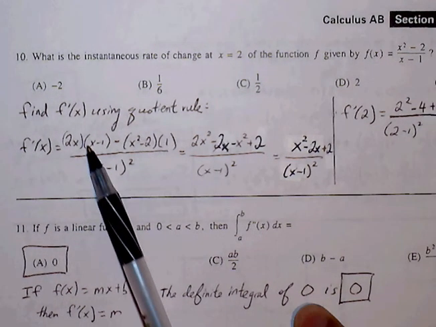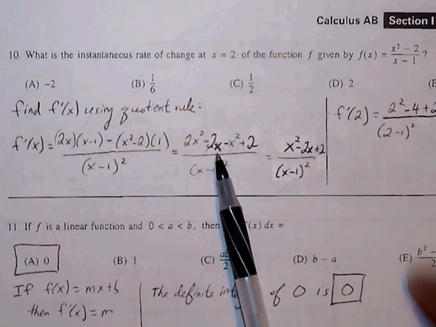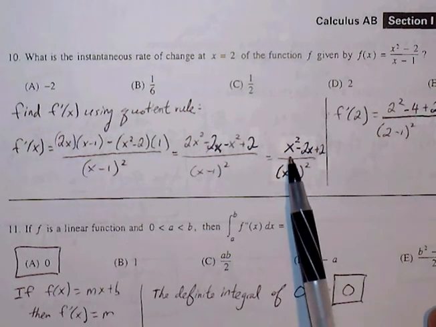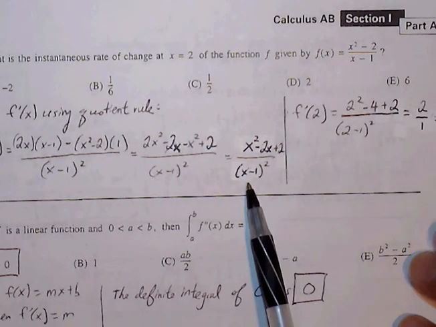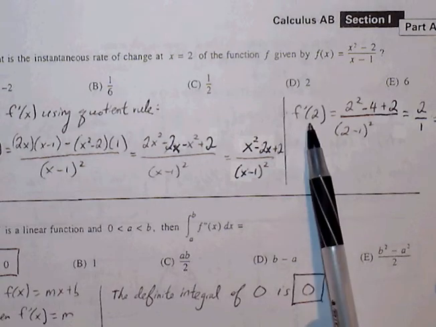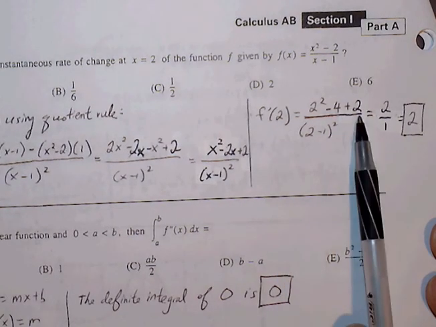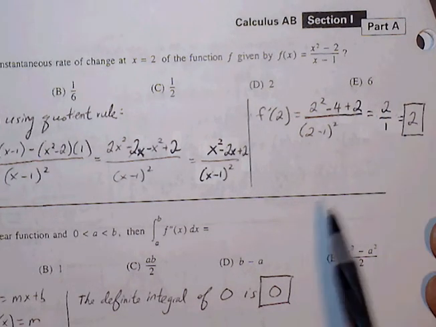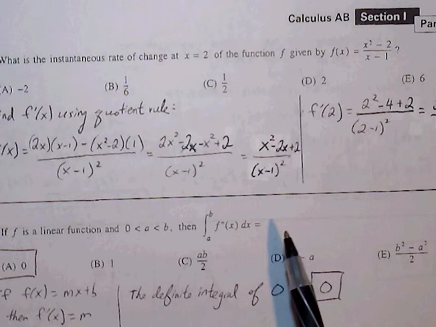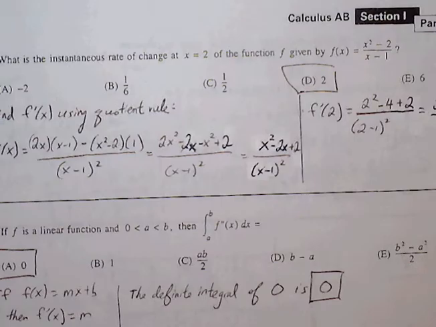So we can distribute, combine terms, simplify. We get 2x squared minus 2x minus x squared plus 2, which reduces to x squared minus 2x plus 2 over x minus 1 quantity squared. Now we can plug 2 into that derivative to evaluate. So 2 squared minus 4 plus 2 is 2. Denominator gives us 1, so 2 over 1 is 2. Okay, so our answer is D.